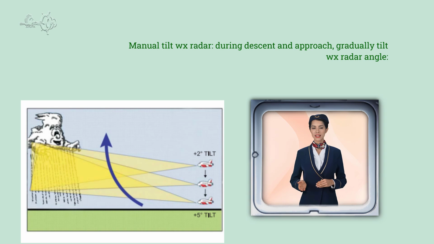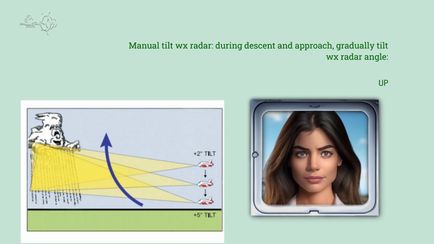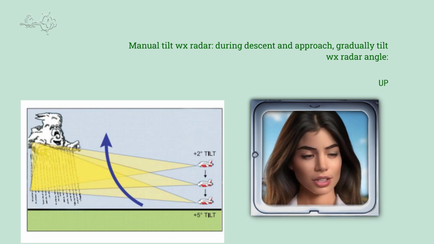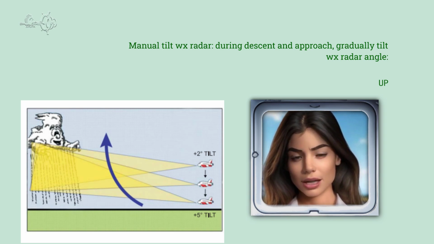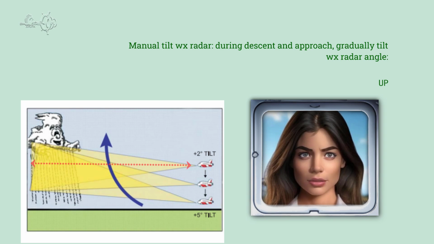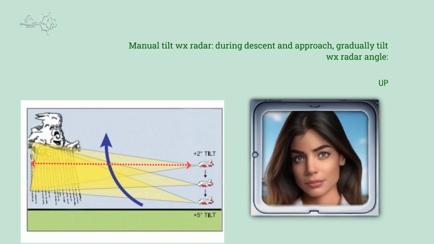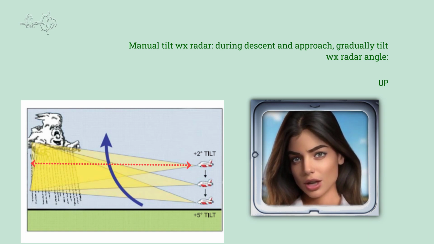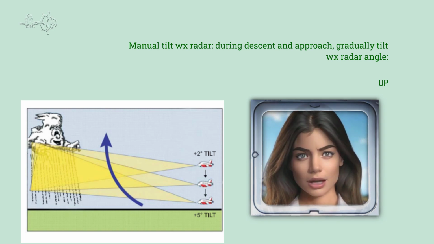So then, using the same manual tilt during our descent and approach, how should we manage our tilt? The key here is to adjust the tilt angle gradually. As you're descending, start by tilting your radar beam downward to get a good look at the weather below you. Then, as you get closer to your destination, generally speaking below 20,000 feet, start tilting the beam upward. This will help you scan for the region of highest intensity within the cloud, giving you a heads up about any severe weather.